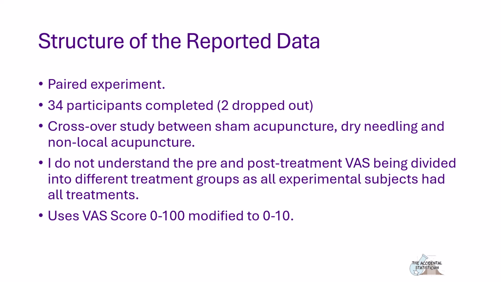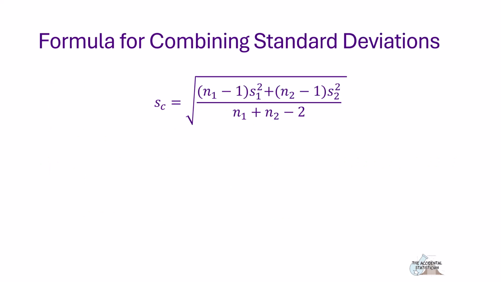This leads me to a problem with understanding the way they presented their results, because they're pre and post treatment VAS. Where is the pre and post treatment? Is the post treatment at the end of the study? Because if that's post treatment, everybody has had the same treatment. So how can you give a VAS score for post treatment for each of the different treatment types? The VAS is between 0 and 100 and modified to 0 to 10 as usual.